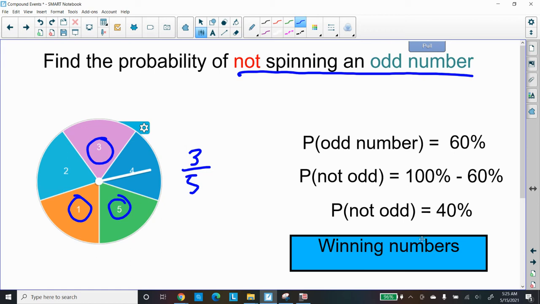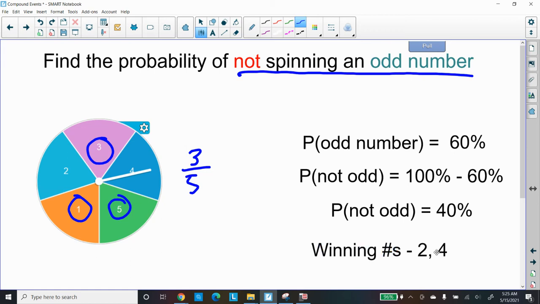Well, what are those numbers that I need to get to win? That's the question. The winning numbers are 2 and 4. Those are not odd numbers. Those numbers are even numbers. So in other words, they're asking you to find the probability of an even number, and the numbers are 2 and 4. So that means land on the 2 or the 4. Oh, notice I keep losing. That's why I don't like to gamble, because I keep losing. So you have a better chance of landing on an odd number. It's hard, 40% of the time. That's not even 50-50. So don't gamble.